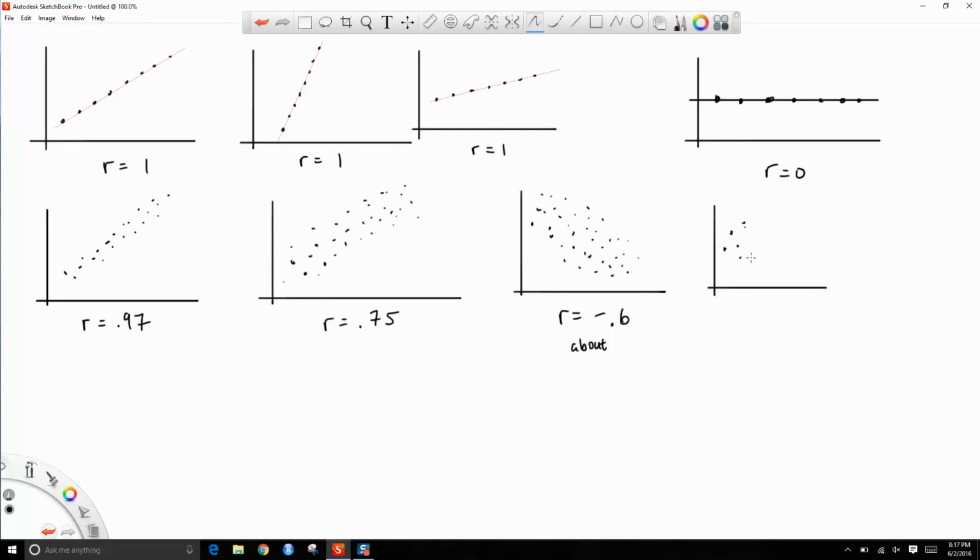So we might have a cloud of points that looks like this, okay? And I would draw this and I would say r is probably equal to 0. But if I plugged all of these points into the computer, it might be close enough to r equals 0.0, but maybe the computer would tell me, oh no, if you actually look at it, there's a tiny little negative trend and r is equal to negative 0.01 or something like that.